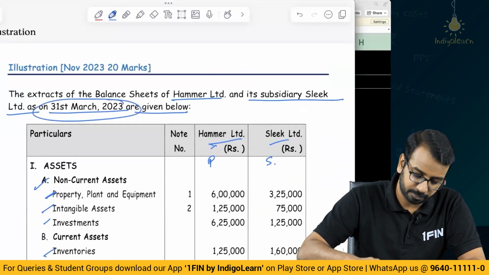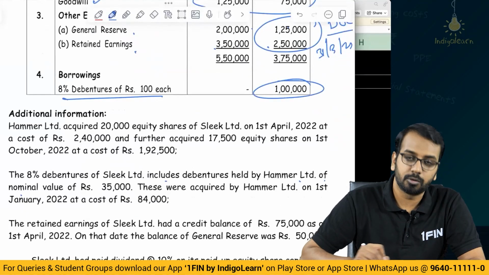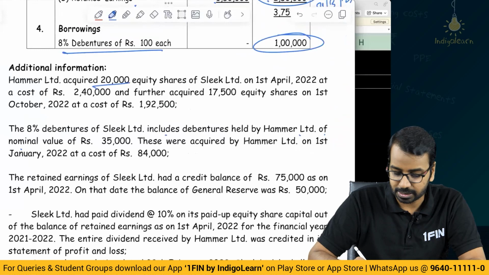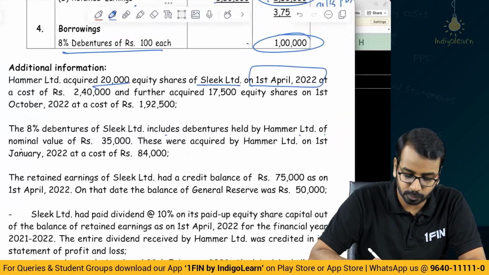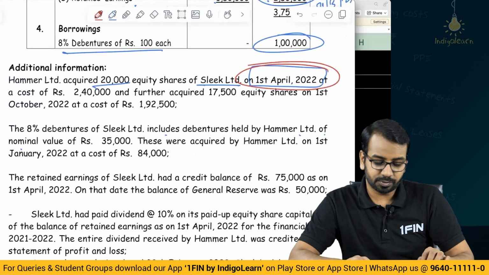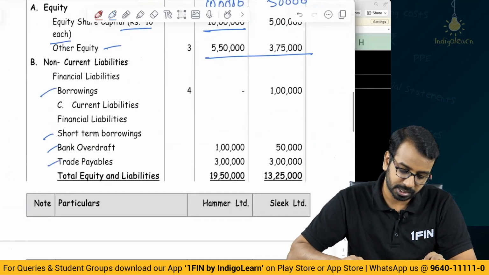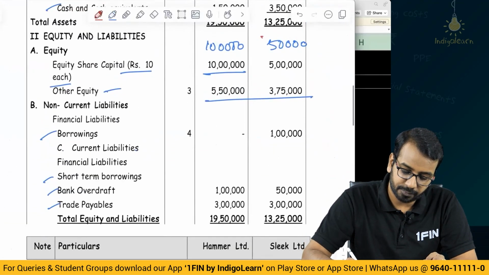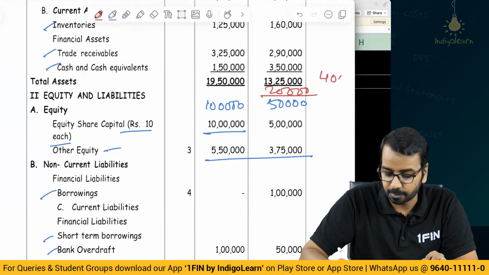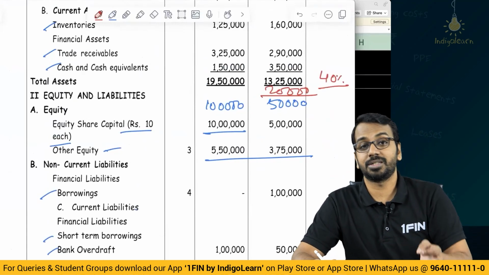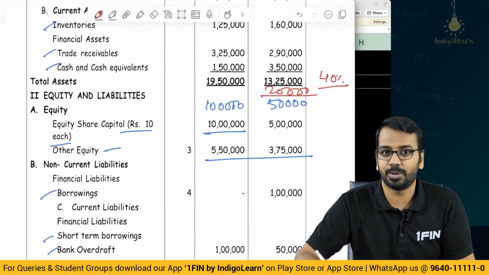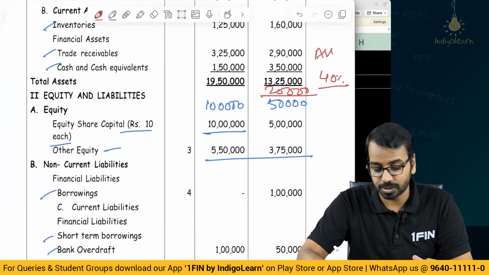31st March of 23. Then you have 8% debentures of 1 lakh. Hammer Limited acquired 20,000 equity shares of Sleek Limited on 1st of April of 22. So this date is 1st of April of 22 when 20,000 shares were acquired. Now if you see the 20,000 shares, how much stake do we get? You have 50,000. So 20,000 out of 50,000 means how much? 40%. Now tell me, if you have 40% stake, do you get control? You don't get control. That means it is not a subsidiary on 1st of April. Then what happens? It becomes an associate.